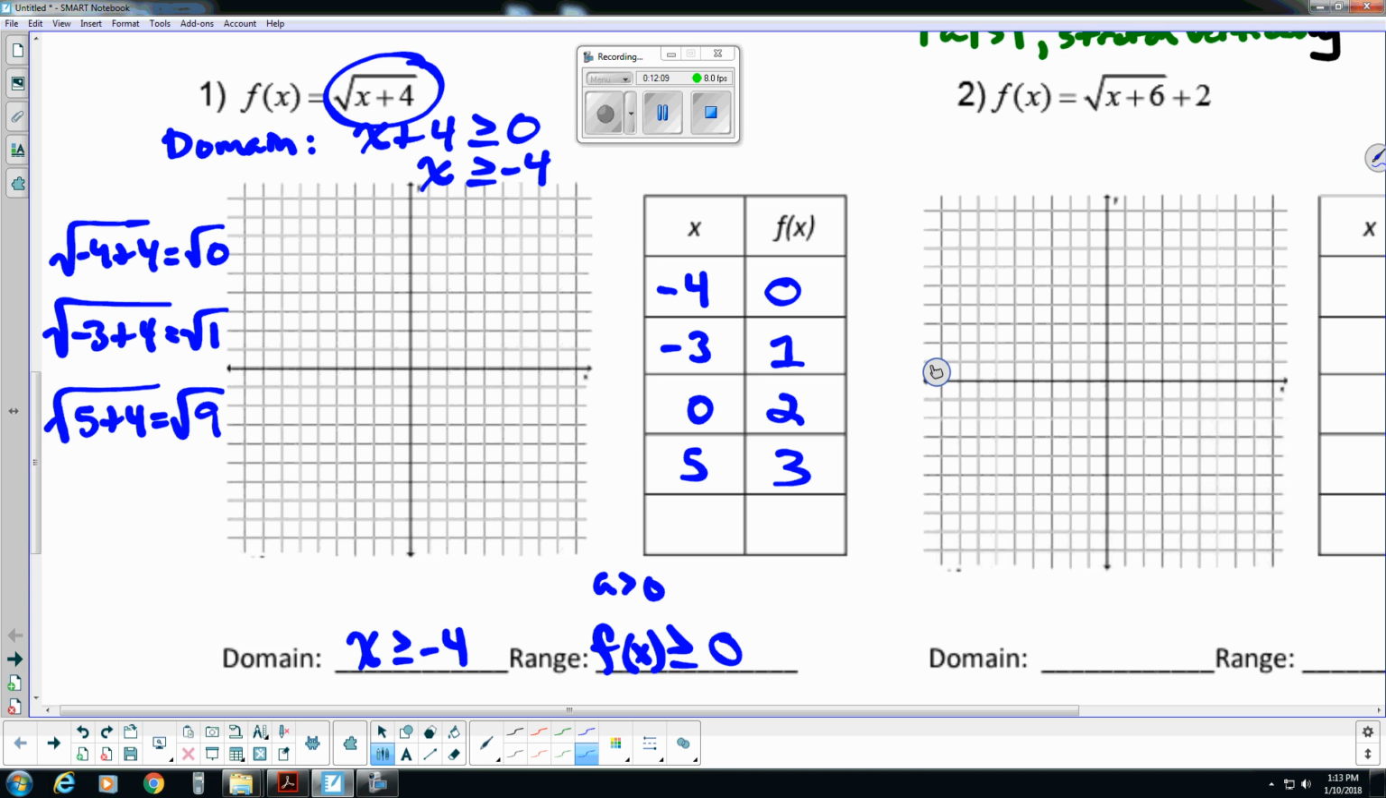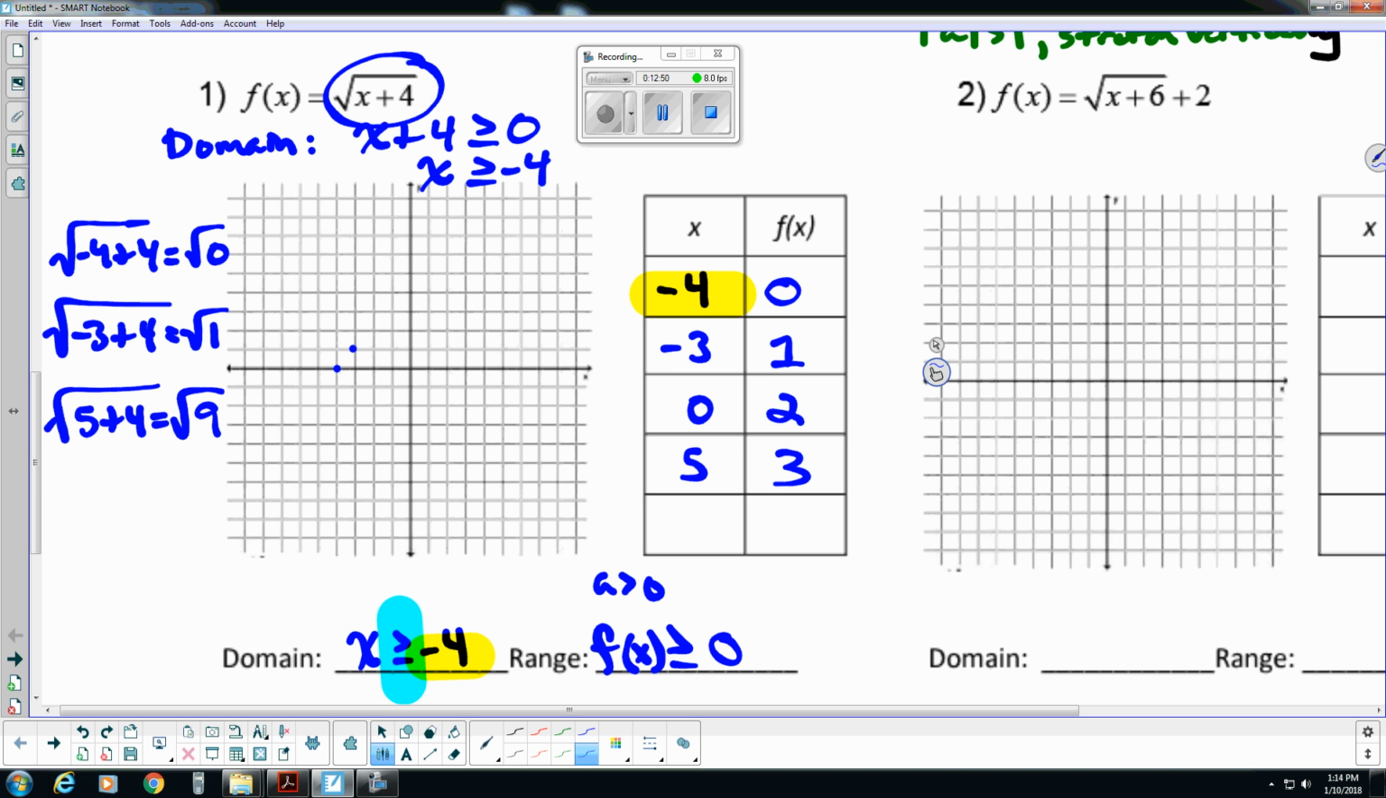So the first value you pick for the x column of your xy table is determined from the value in the domain. From there, it just depends on what your inequality sign is. I'm picking numbers bigger than negative 4, and I'm going to pick numbers that create a perfect square so that my numbers are nice. Now we're going to graph this on our graph. So negative 4, 0.